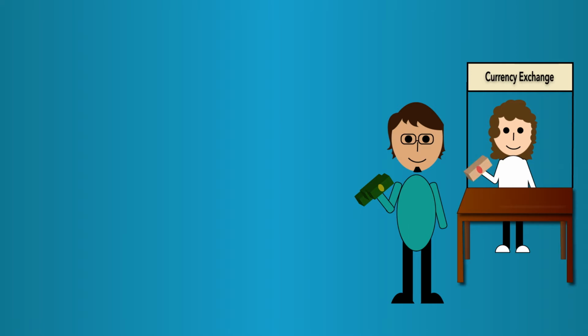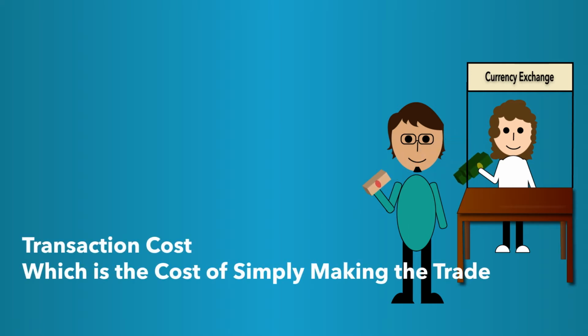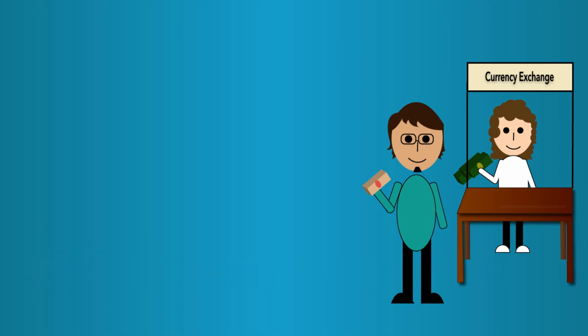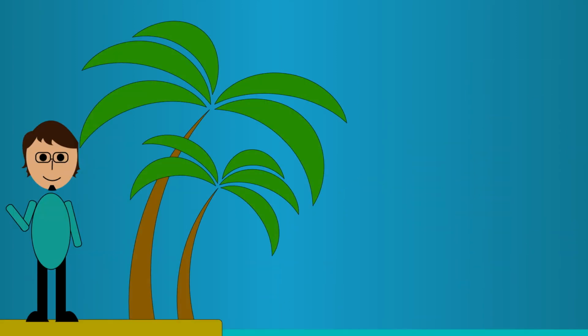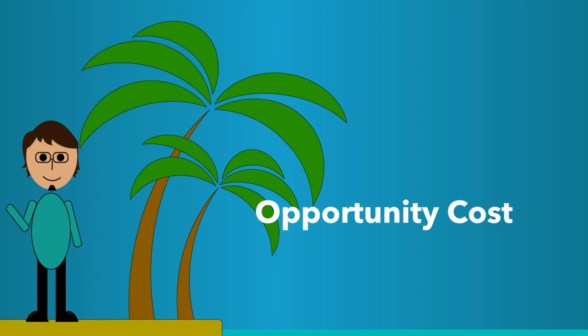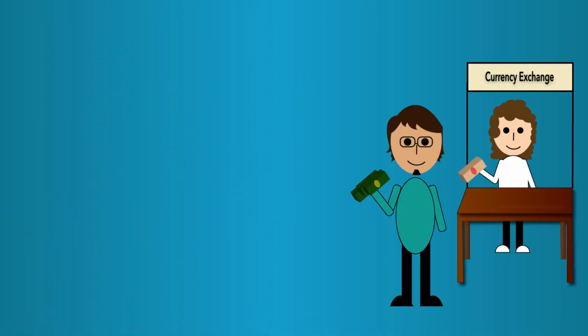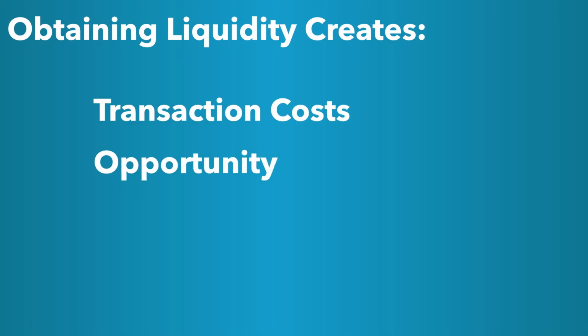There's a fee to exchange your currency, a transaction cost, which is the cost of simply making the trade. It also takes a bit of time, and you could be doing other things, so it creates an opportunity cost. There is also the chance that you won't be able to make the exchange for some reason, or that it will cost more than you thought. So there is a bit of risk involved. Obtaining liquidity for your wealth creates transaction costs, opportunity costs, and risk.